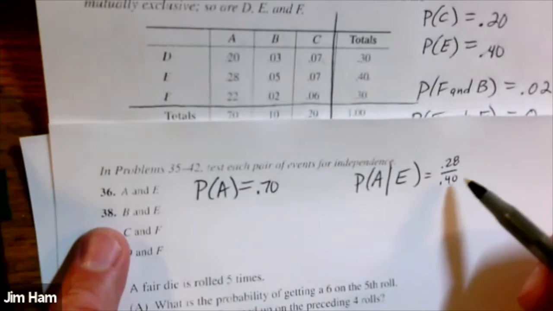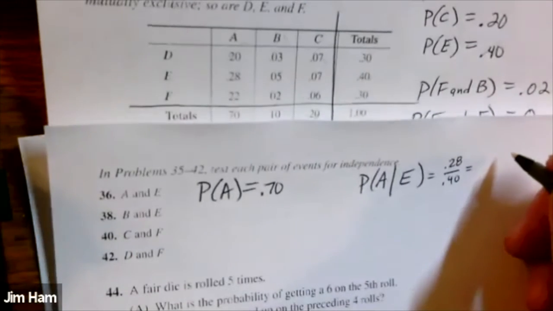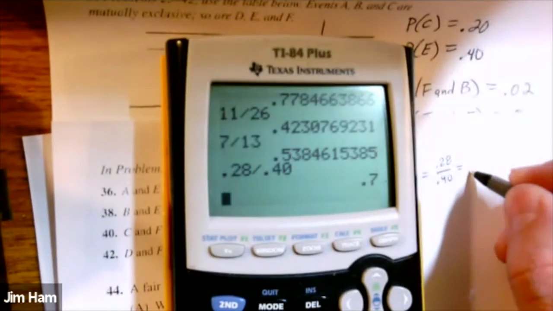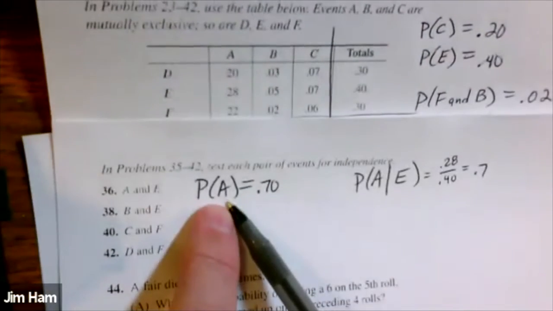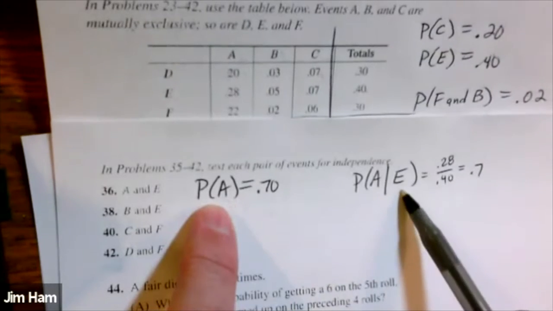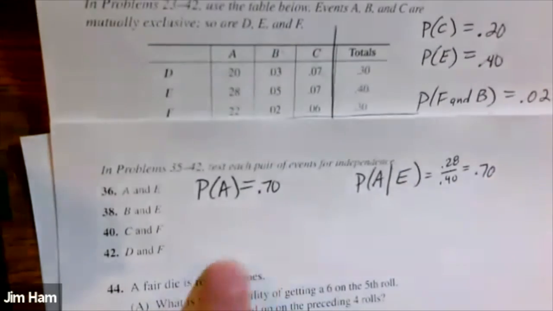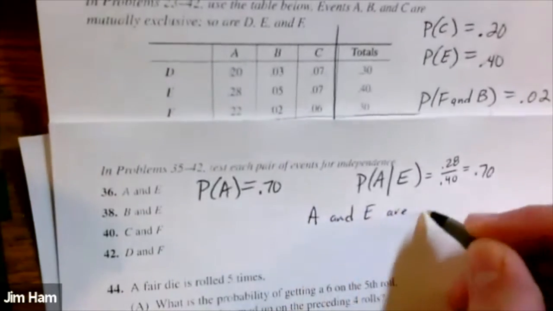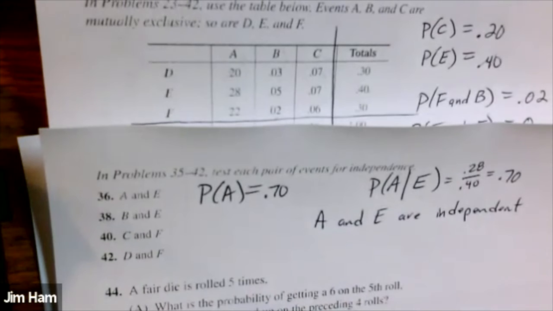So here's the conditional probability. Guess what happens if you divide those two? You also get 0.7. Since the probability of A and the probability of A given E are both the same number, 0.70, we say that A and E are independent. There's your check.